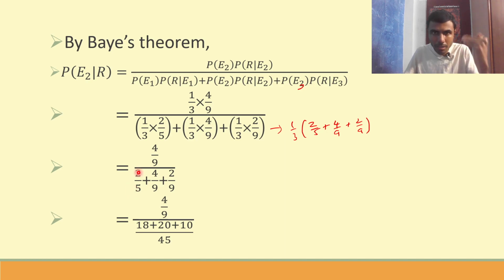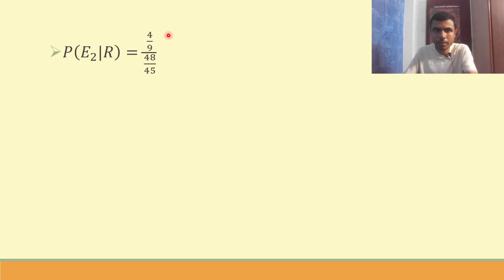So in the first term, multiply and divide by 9. So 18 by 45 plus, and here also 5. In the second term, multiply and divide by 5 in the denominator. So 4 5s are 20 by 45. Here also I'd get 10 by 45. So if you take LCM, this is what you'll get. So 38 plus 10, 48 by 45. 4 by 9 divided by 48 by 45.